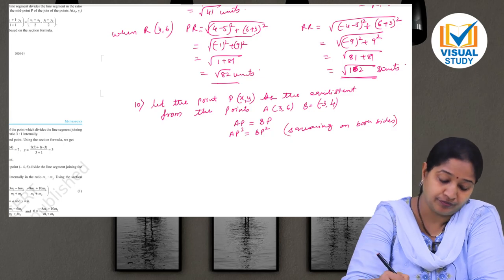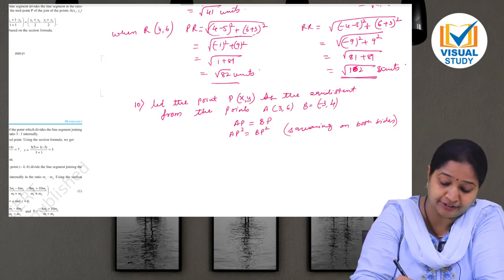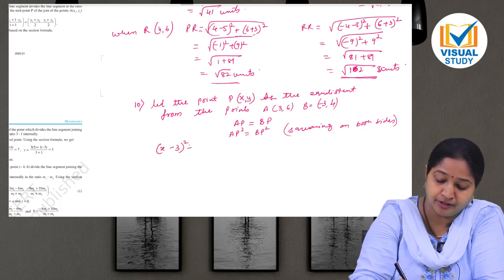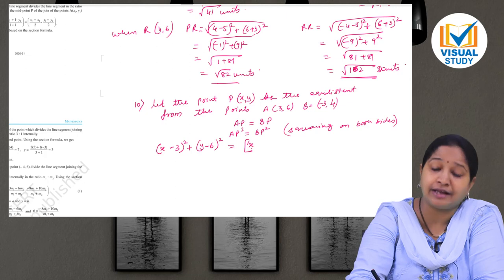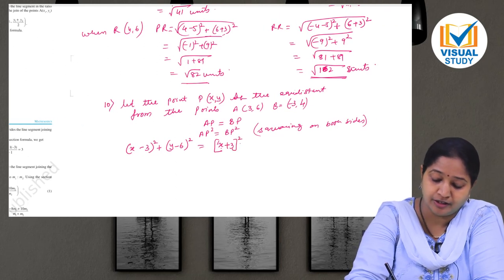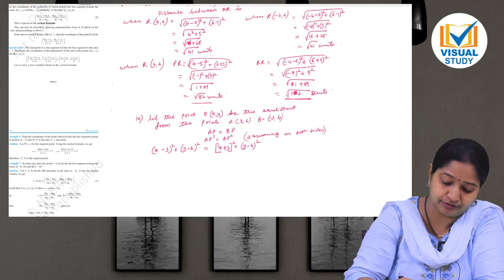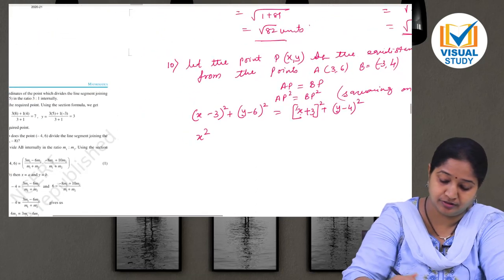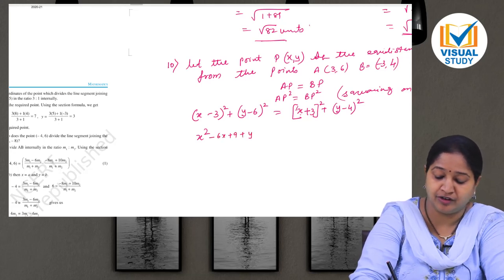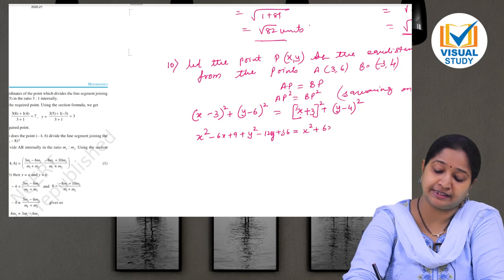Squaring on both sides. For AP, I'll write (x minus 3) whole square plus (y minus 6) whole square; you can use the identities (a plus b) whole square formula. What is your BP? That is (x minus minus 3, you get plus 3) whole square plus (y minus 4) whole square. What you get? x square minus 6x plus 9 plus y square minus 12y plus 36 equals x square plus 6x plus 9 plus y square minus 8y plus 16.